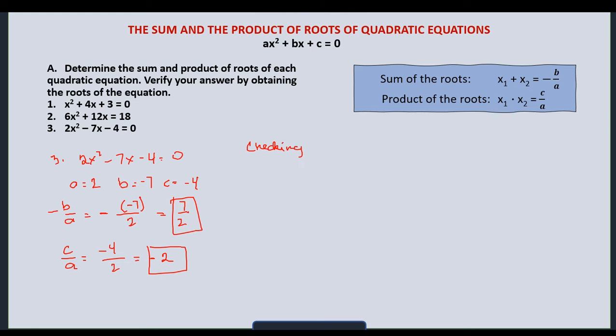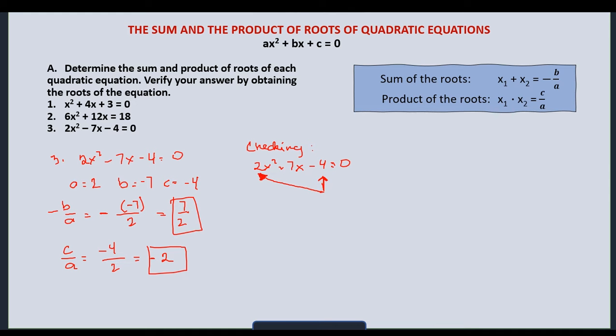To check, let's have here 2x squared minus 7x minus 4 equals 0. I'm still going to use factoring, but of course you can use any method in solving quadratic equation when it comes to this. So to do that, look at the value of c. We have here negative 4, but as you can see, we have here a value of a, which is 2.